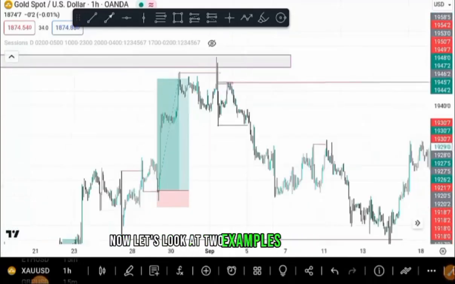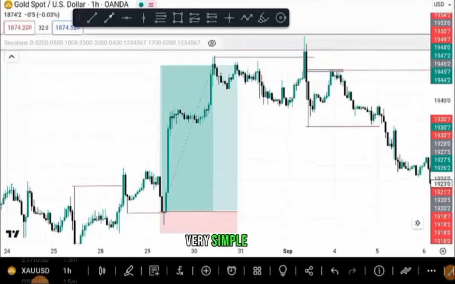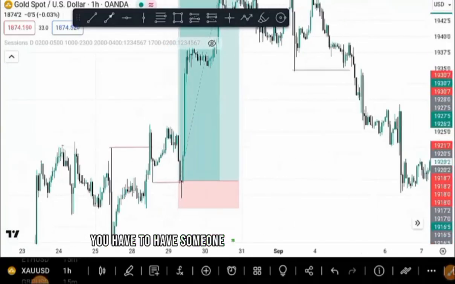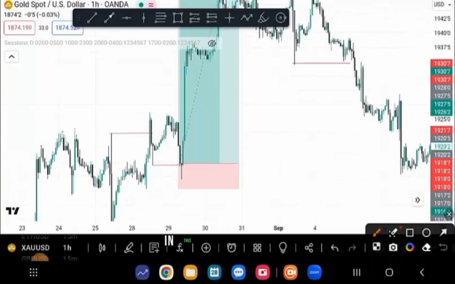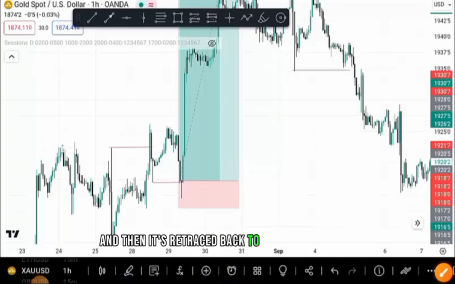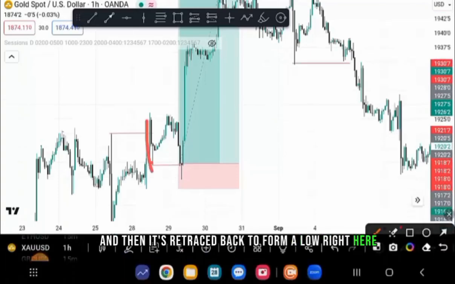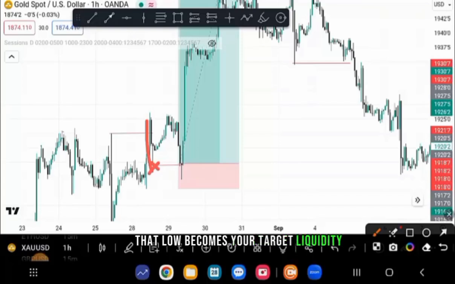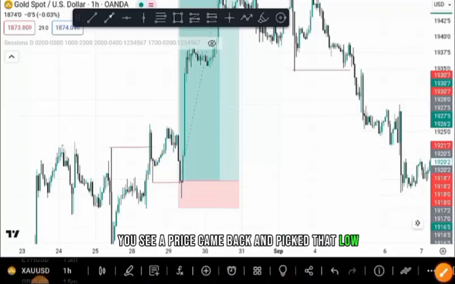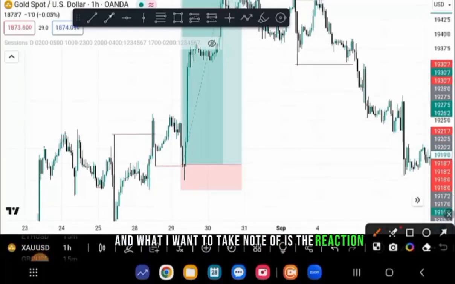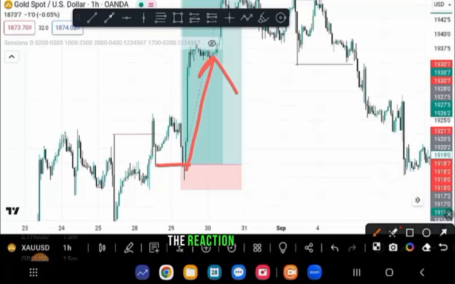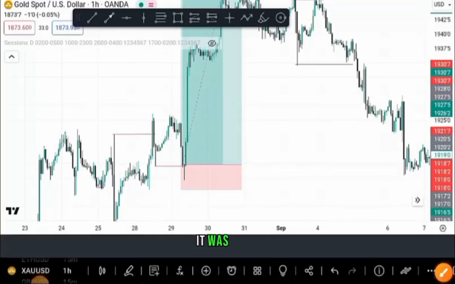Now let's look at two examples from the buy side. Very simple concept. Very simple. You have to have someone to make you not understand it. In this example of a buy side, note that buy side liquidity. So price took that out, all right, and then it retraced back to form a low right here. That low becomes your target liquidity. So you see how price came back and picked that low. And one thing I want to take note of is the reaction after that low was taken out. The reaction was impulsive.